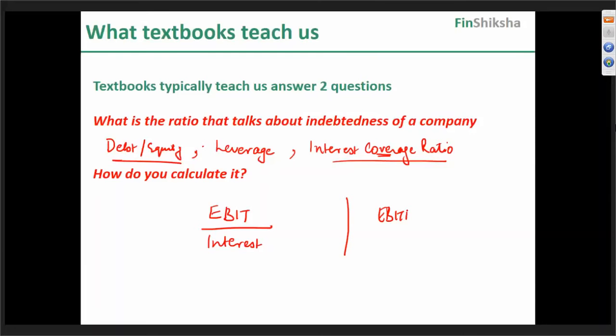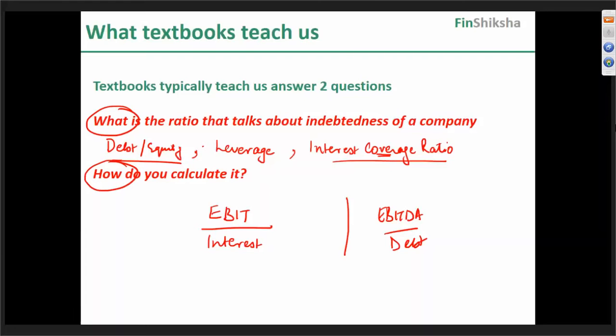EBITDA to debt is also a ratio that can be looked at, where you look at how much your EBITDA is and how many times your debt is versus your EBITDA. Usually the reciprocal of this is more commonly calculated, right? Having said that, we have been able to answer the what, we have been able to answer the how. Primarily, most of us know about these two numbers, right?